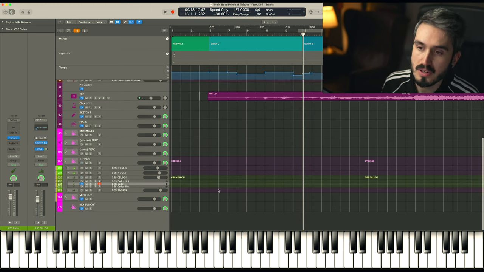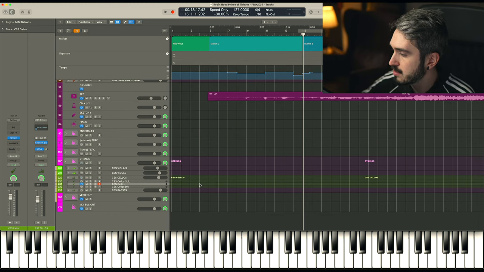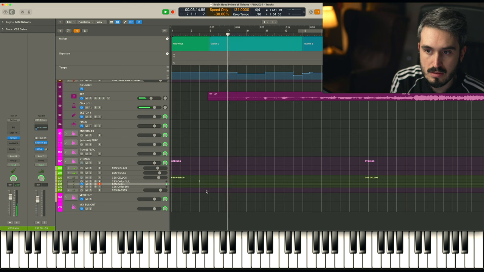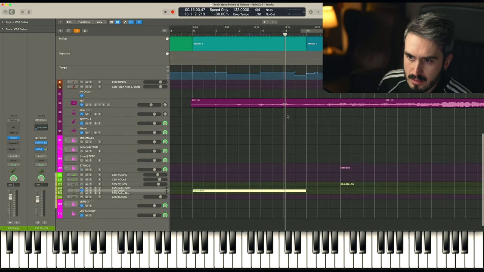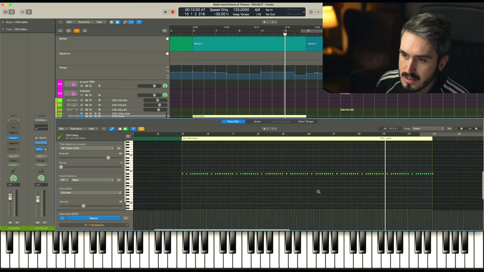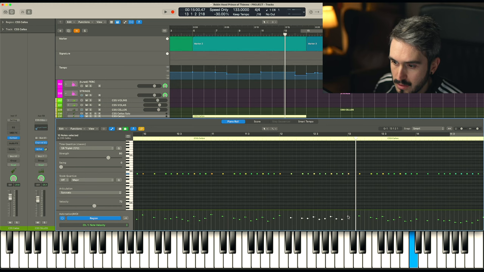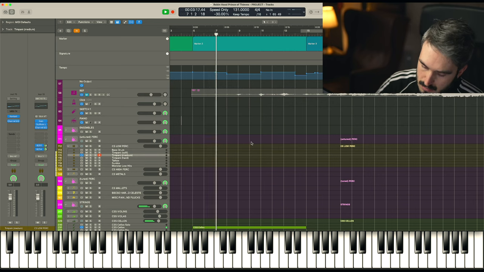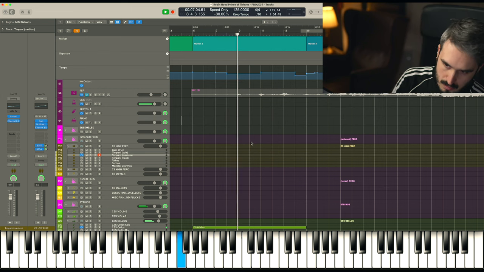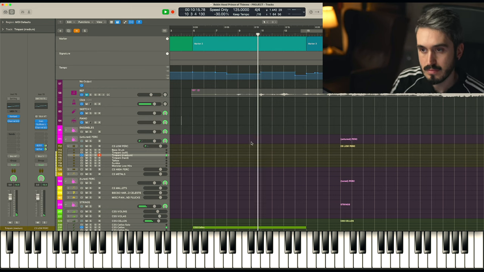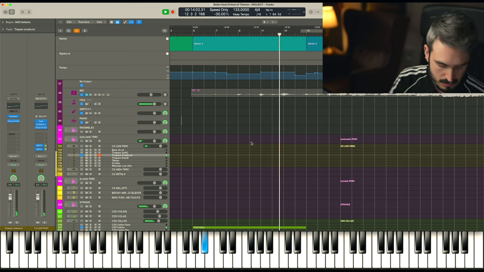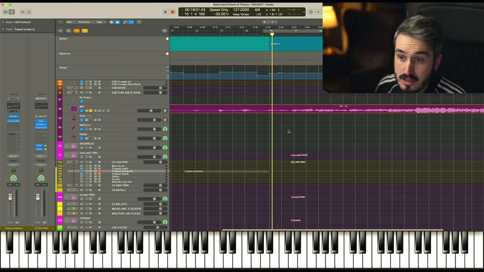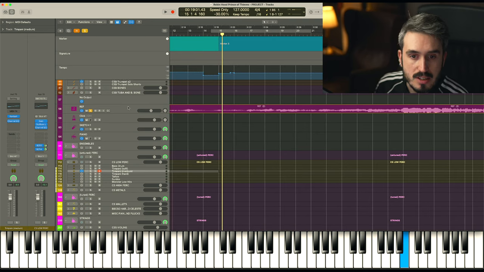Okay, so a super simple introduction is quite literally just an ostinato on cellos on a low B flat. Just by looking at the waveform, you can see that it kind of raises in dynamics a little bit. We have some accents as well on double basses and timpani. Right, so that's it for the beginning, quite straightforward. Let's have a listen to some more interesting stuff.